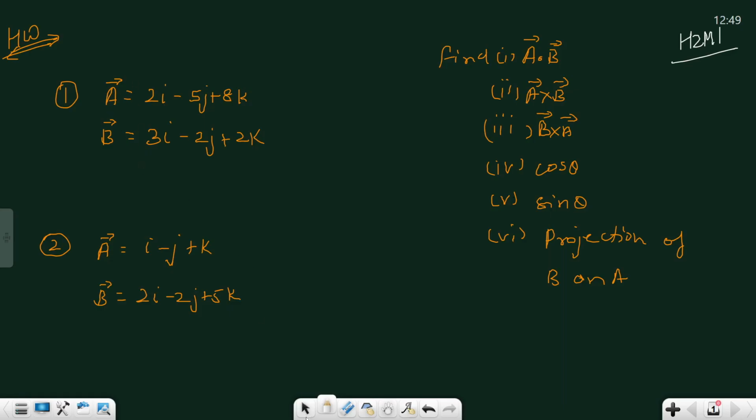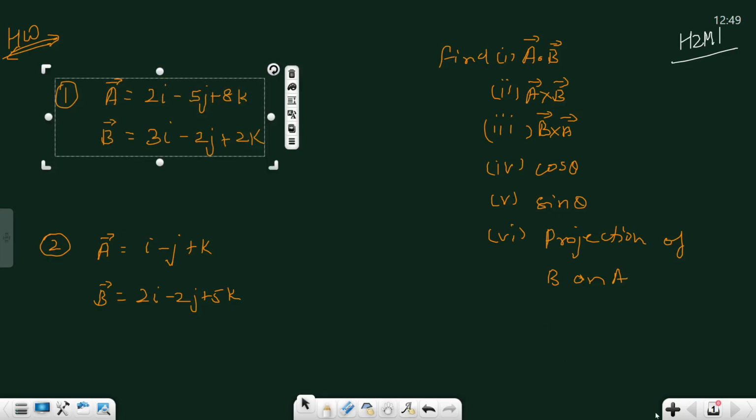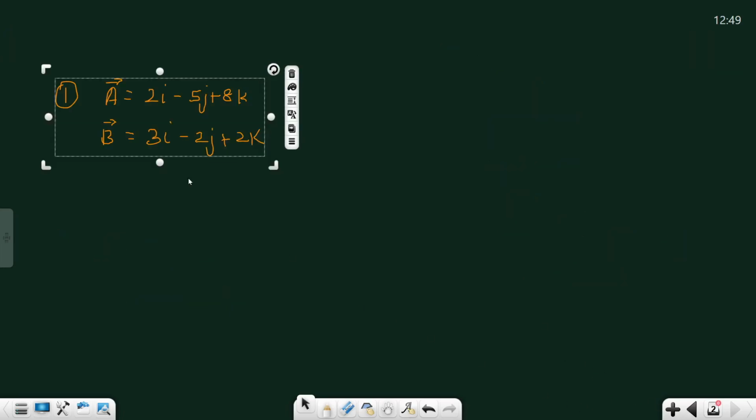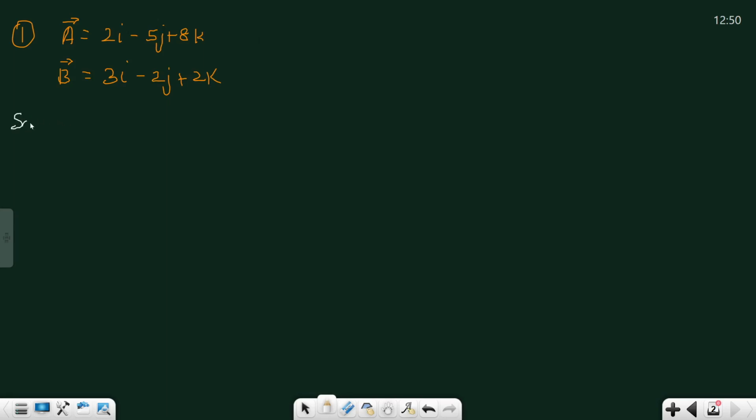So we will solve these questions one by one. First we are taking the first question. I need the answer of the first one. The first one was A dot B. So what's A dot B? Your answer? Answer 32. A dot B.